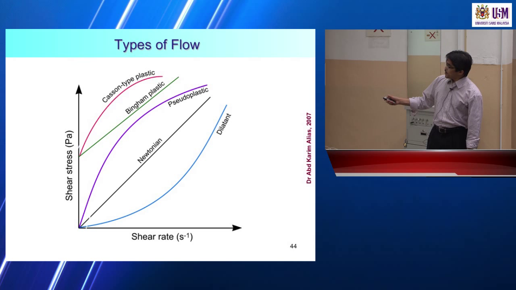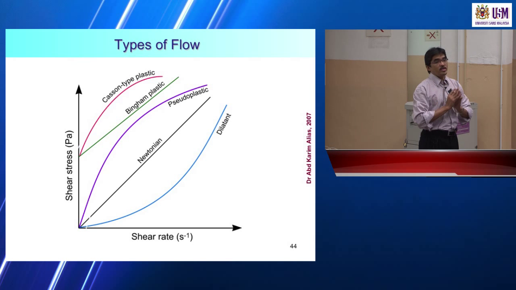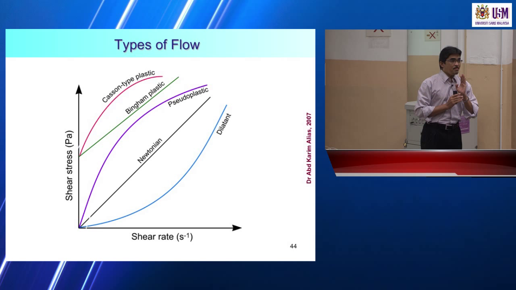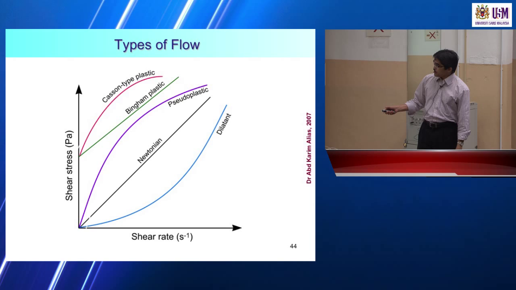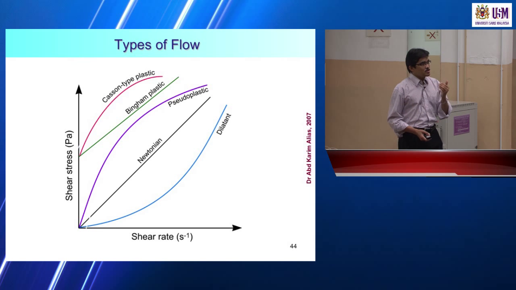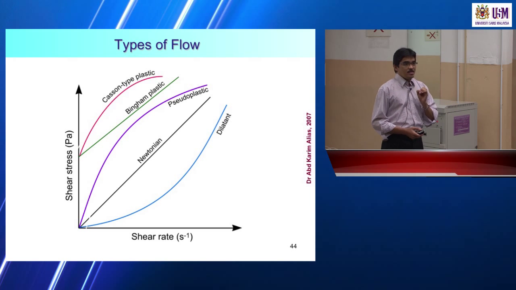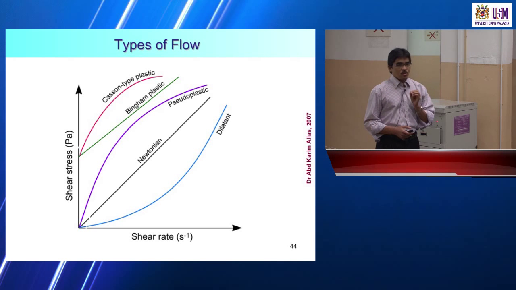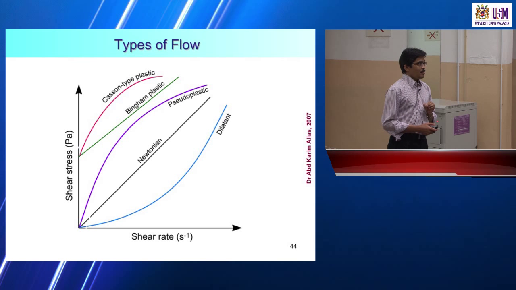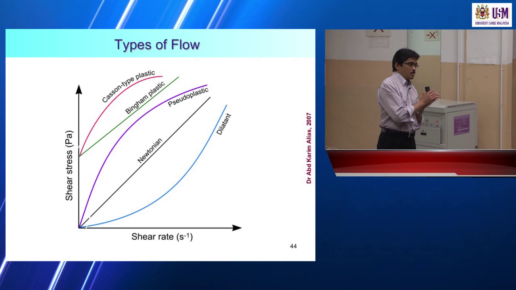So pseudoplastic, Bingham plastic, Casson type plastic, and dilatant, together they are known as non-Newtonian. Non-Newtonian simply means that at any point on this curve, the value of viscosity is different, or changes as a function of shear rate. So for non-Newtonian fluids, the viscosity is dependent on shear rate. For Newtonian, the viscosity is independent of shear rate, meaning that when we increase the shear rate, the viscosity still maintains the same value.